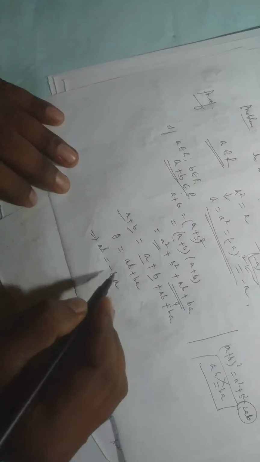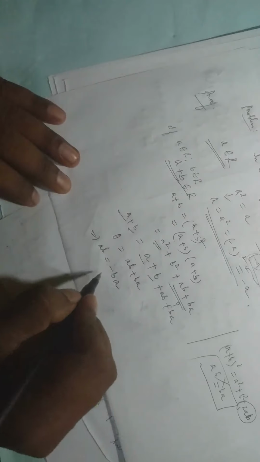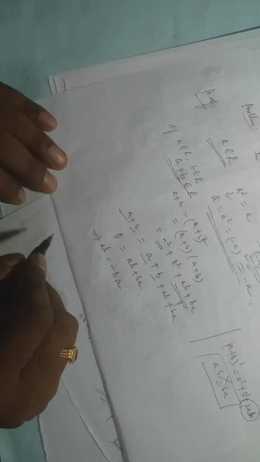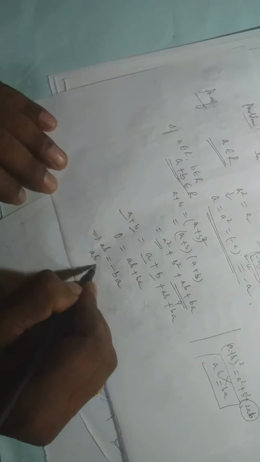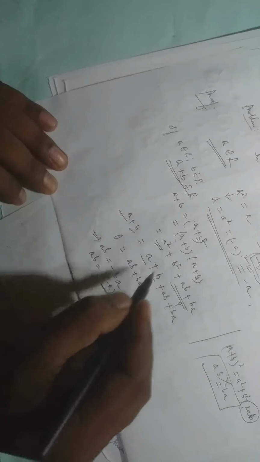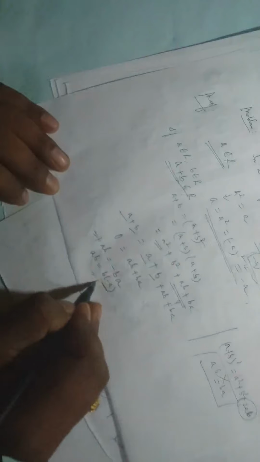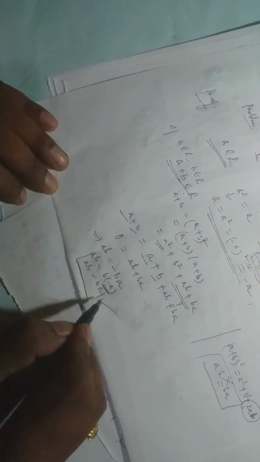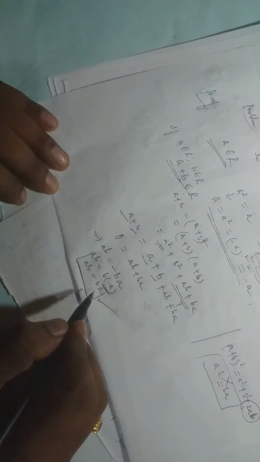Is it clear? Now, but now how to conclude ab is ba? Can I write it as b times minus a? But what is minus a? Minus a is a again. So ab equals to ba. That is, R is commutative.